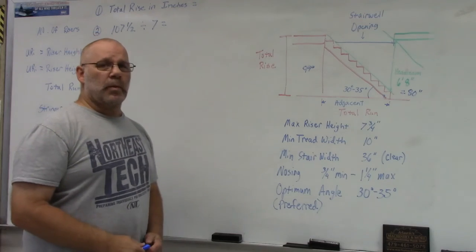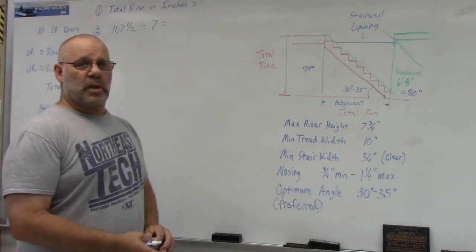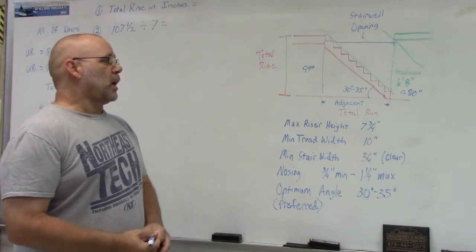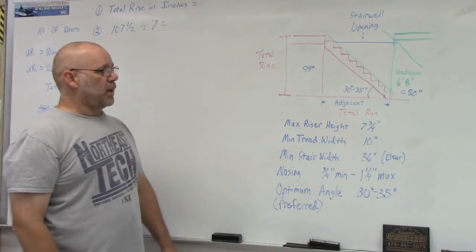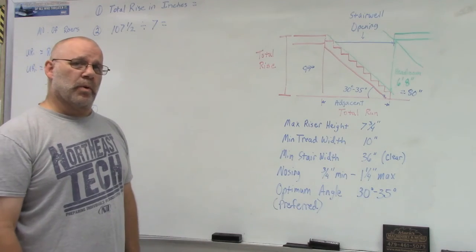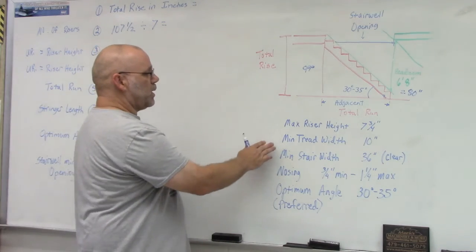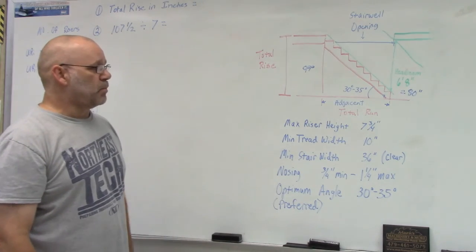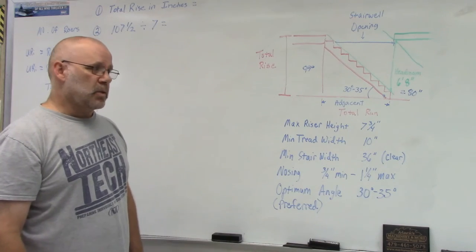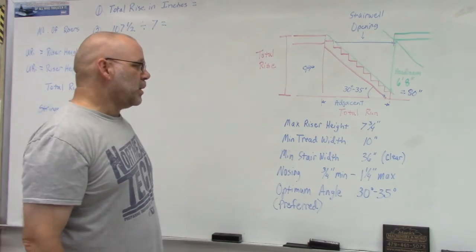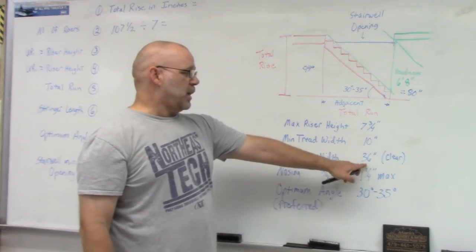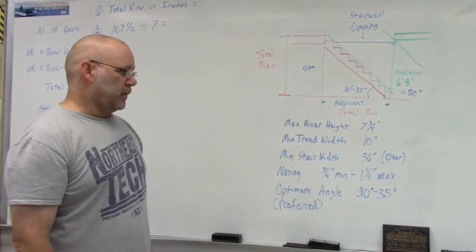Okay, today we're going to figure out stair stringers. Some of the information you need to know: maximum riser height cannot exceed 7 3/4 inches. The minimum tread cannot be smaller than 10 inches. The minimum stair width, that's side to side, has to be at least 36 inches clear.